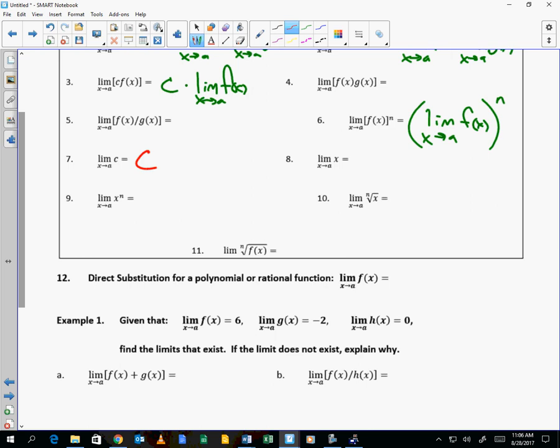And for these, we can simply substitute a. So the limit as x goes to a of x is going to be a. You just plug it in, and that's what you get. Here you're going to get a to the nth. Here you're going to get the nth root of a.